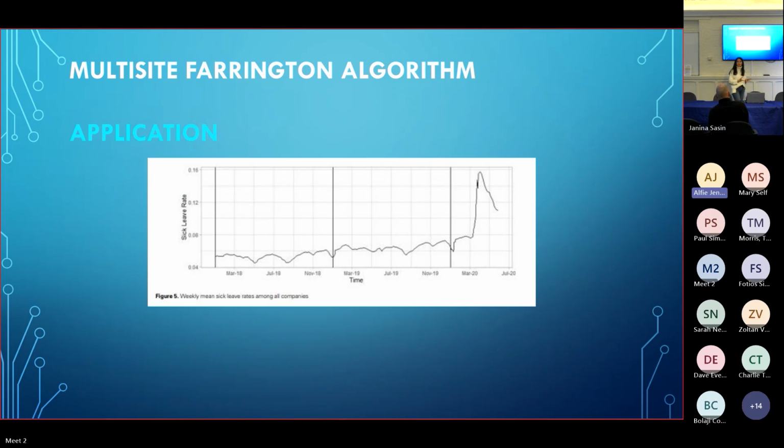Okay, so I'll move now to the application to sick leave data. So how does our data look? Here we have rates of sick leave across the almost 1,300 companies that we have, from March 2018 to 2020. So the vertical line here is the start of 2020, basically almost the start of COVID-19. You can see that sick leave since lockdown has increased majorly. So this is how our data looks. A completely different pattern after COVID.